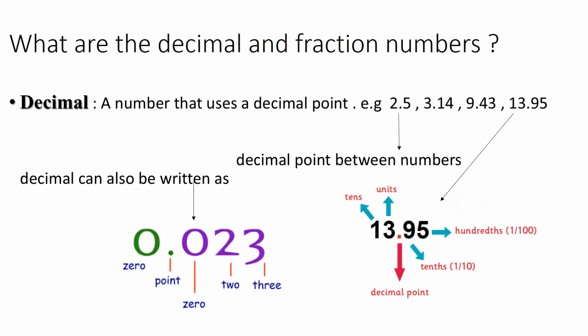What are the decimal and fraction numbers? A decimal is a point that is between the numbers. You can see in the diagram below: units, tens, and there is a decimal point in between the numbers, and after the decimal point we call the places tenths, hundredths.